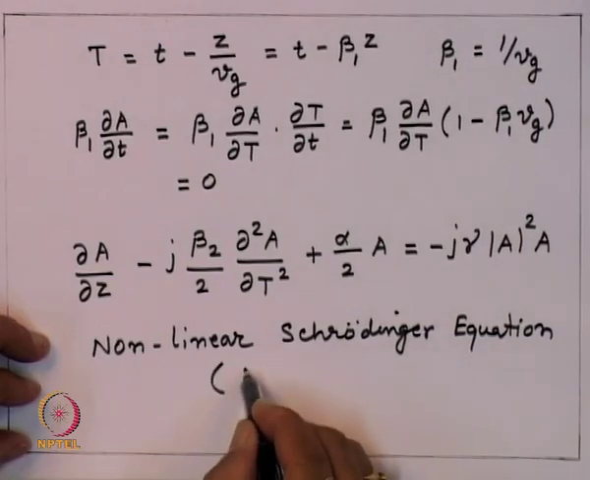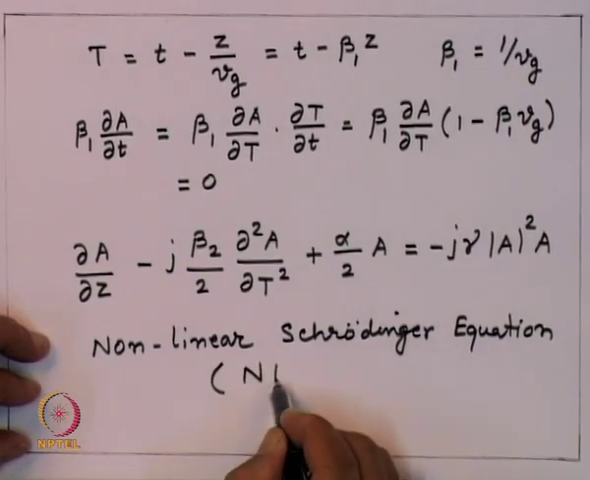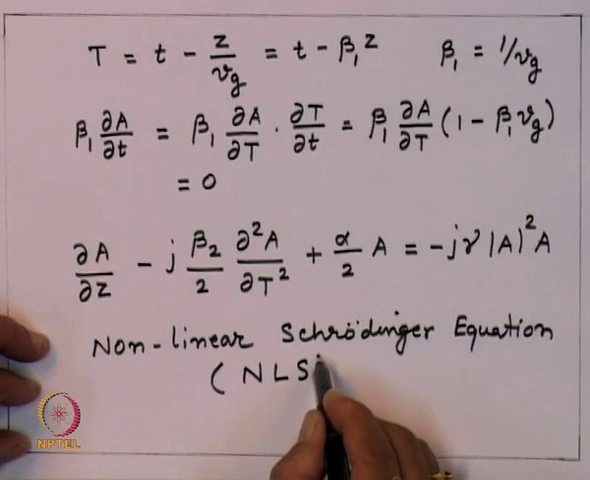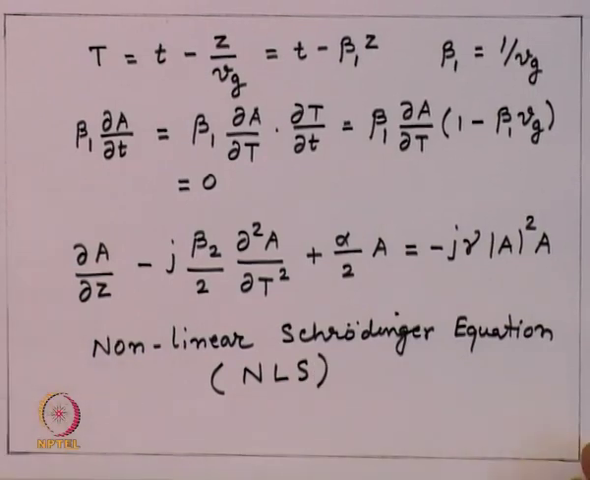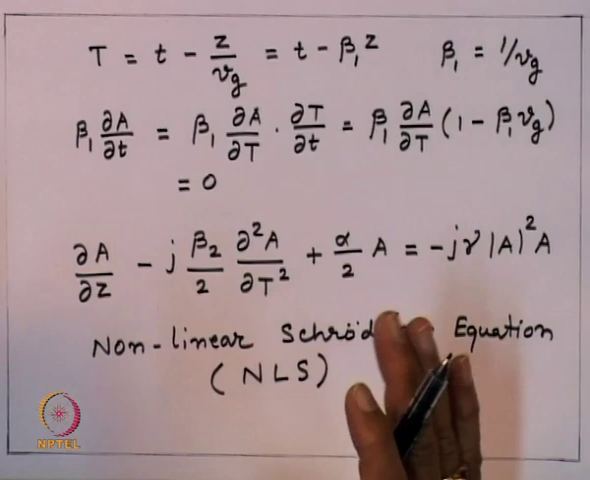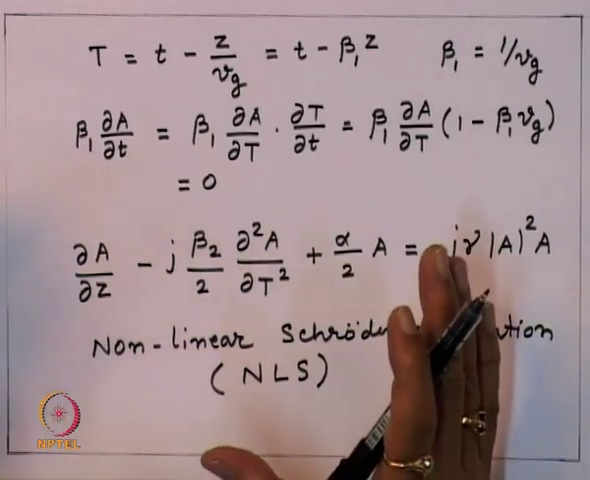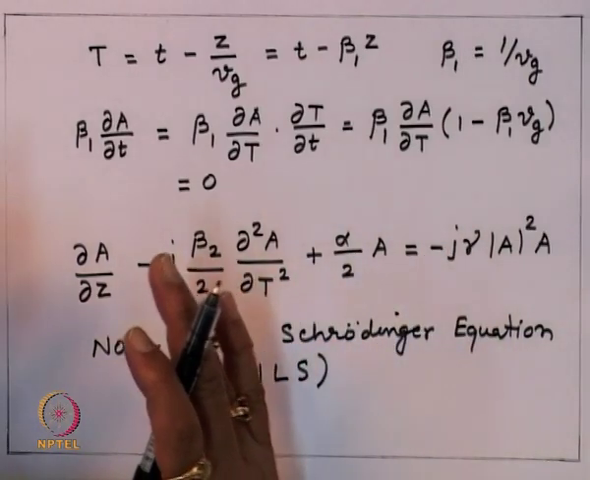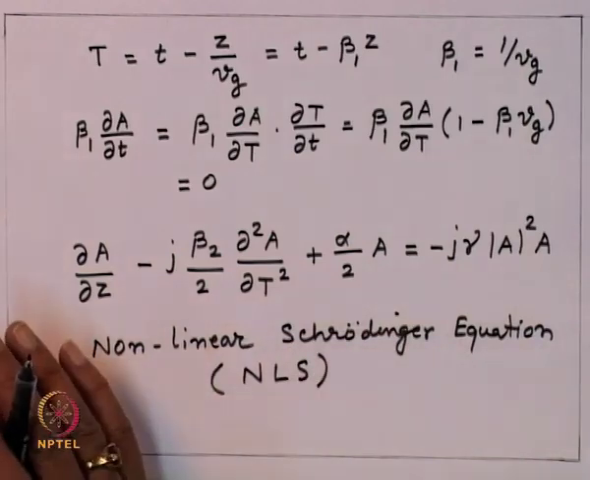Or in short, it is written as NLS. So, the pulse evolution on the optical fiber essentially is governed by this equation, which is an approximate form of the wave equation for evolution of the pulse.